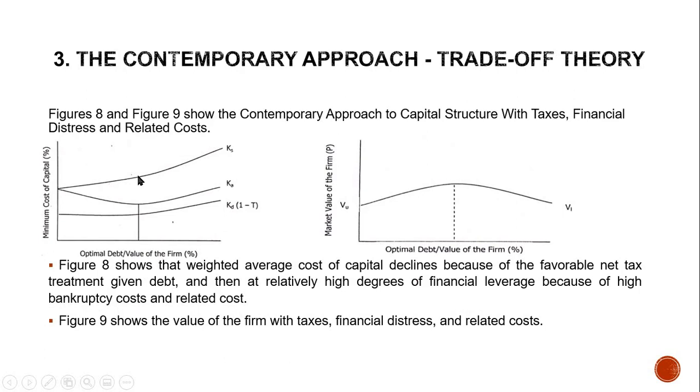So another figures here, you have figure 8 and figure 9, which show the contemporary approach to capital structure with taxes, financial distress, and related cost. So in figure 8, it shows that the weighted average cost of capital declines because of the favorable net tax treatment given to debt. So mag-decrease siya, no? When you borrow more money, it will decrease the weighted average cost of capital because of the tax effect or the tax shield.